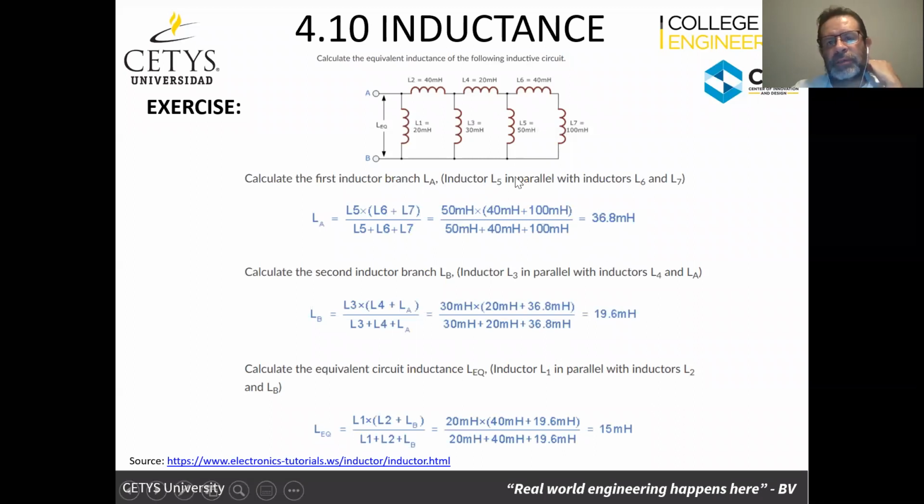What we've got in the next slide is the explanation of this with the calculation. So here inductor L5 is in parallel with inductors L6 and 7. Then the second inductor L3 is in parallel with inductors L4 and L6-7-5. And each of these is given a name. They're doing a combination here, and in the end, we get 15 millihenries. Okay, that would be the complete inductance procedure.